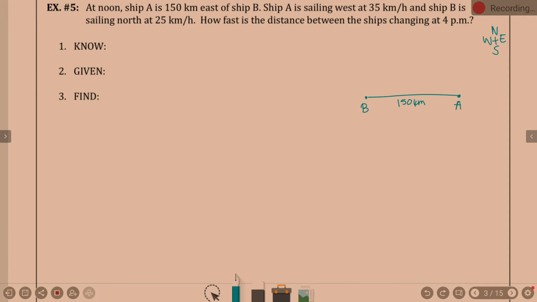Right? That's at noon. Keep that noon in mind. It will matter, right?